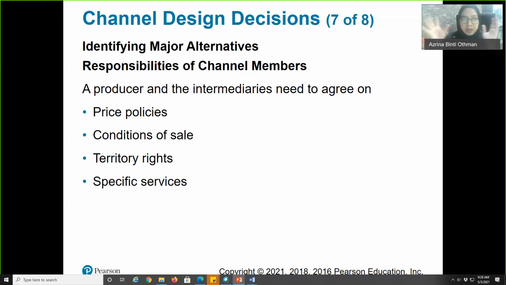Specific services, kena clear, kena agree. Specific services, perkhidmatan apa yang kita nak tawarkan. Customer service, kita handle apa? Complaints, return back on the products. So, banyak lagi.